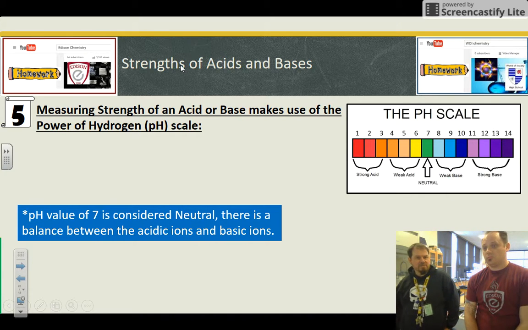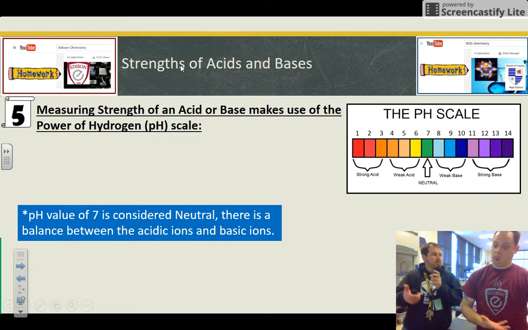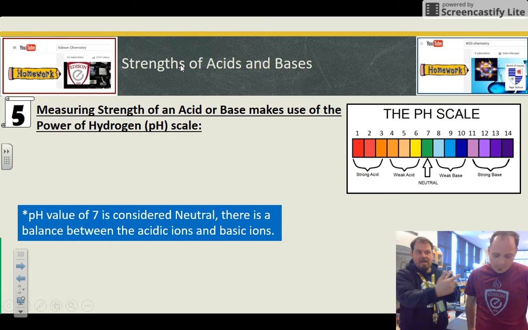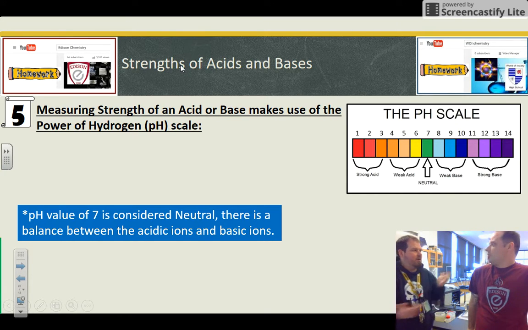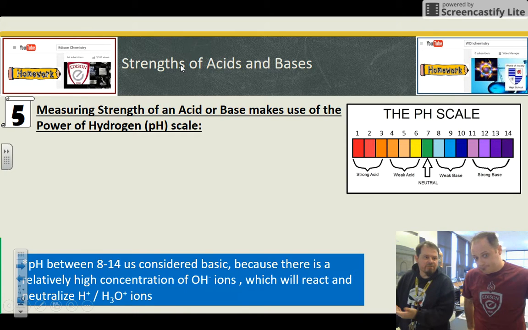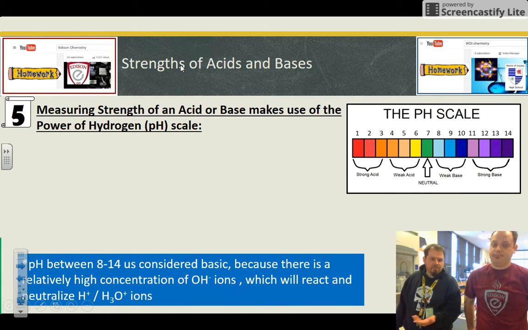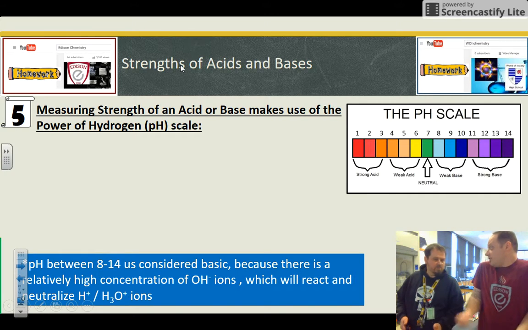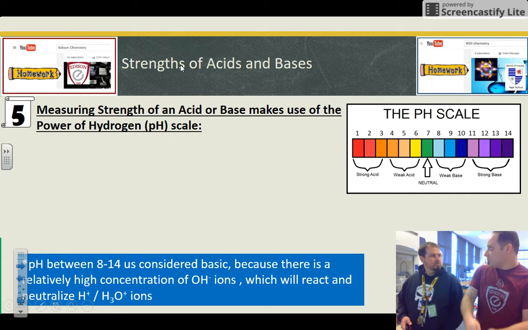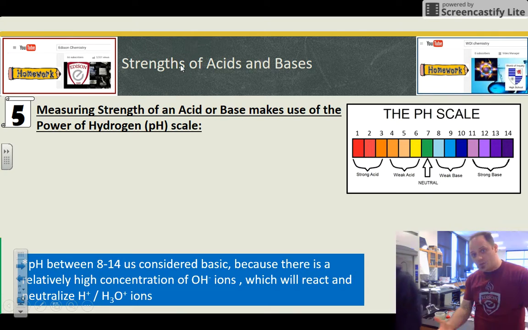And water has a pH of 7 because if it does happen to move a hydrogen ion over, it creates one hydrogen ion and one OH minus and they cancel each other out. It's the equilibrium expression for water. Between 8 and 14 is basic because now there's a relatively high concentration of the OH minus. They are winning and not the H pluses, because if an H plus shows up, the OH minus is going to react with it to make water, which is neutral, thereby eliminating the H plus concentrations.